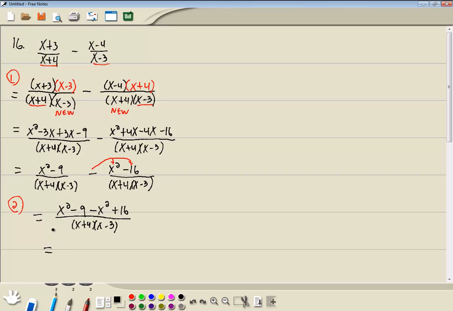Now, no matter where you are in math, you should always simplify, combine like terms, combine numbers, and so forth. X squared minus x squared drops away. Negative 9 plus 16 gives us 7 over our denominator. Now, we don't have to do any other steps here because obviously we can't factor the top. Bottom's already factored, but we can't cancel either, so that's our answer.